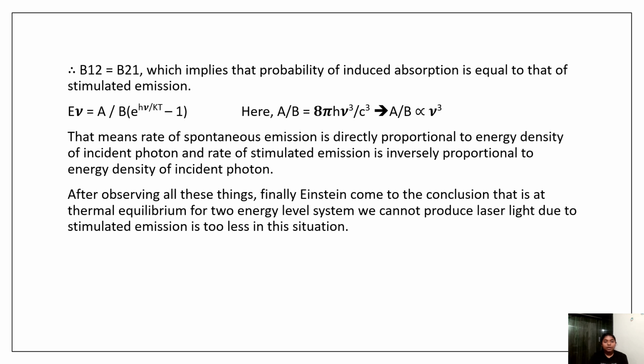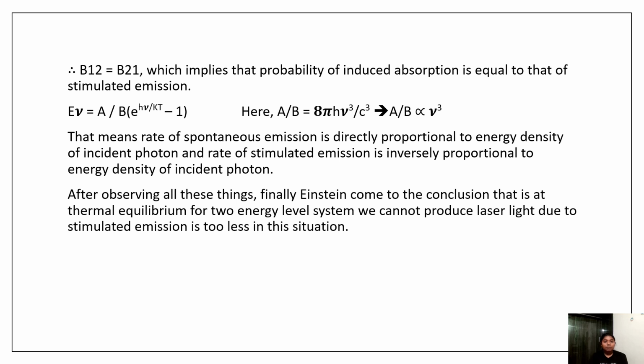The energy density at thermal equilibrium is E mu is equal to A by B into 1 by e power h mu by kT minus 1. This is the equation for the energy density in terms of Einstein's coefficient. But here A by B is equal to 8 pi h mu cube by c cube, which implies A by B is directly proportional to mu cube.